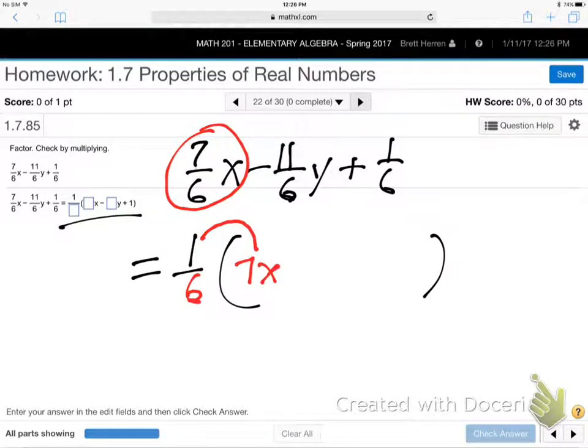See how that'll work? Because that 7x is really over 1. You don't have to show the 1, but it really is. And that's why the 6 will go to the bottom and the 7x will stay on the top. It's all good. You don't need to show the 1. It just means that. Minus, what's the next one? How do you get 11/6y? 11y, right? And then the last one plus, what?